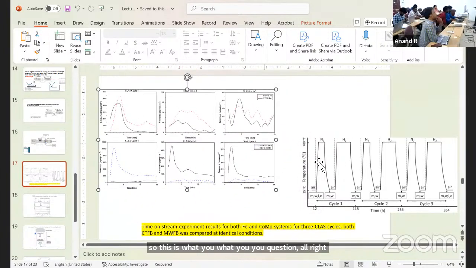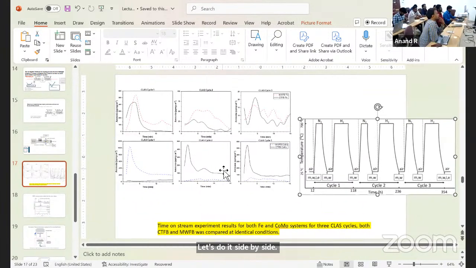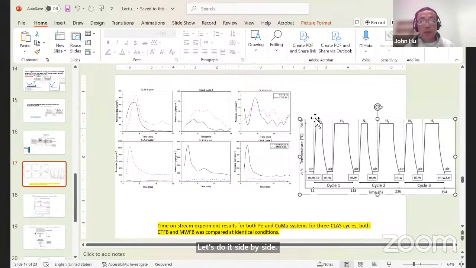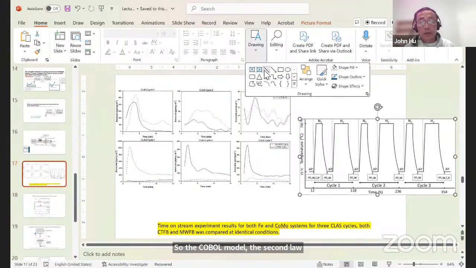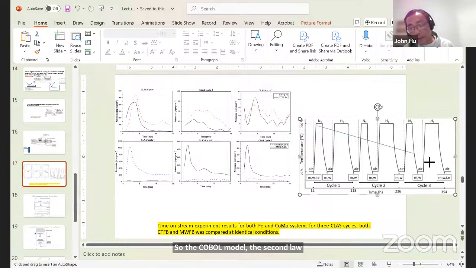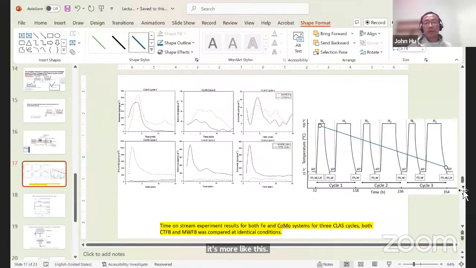Let's do side by side. So the cobalt moly, the second row, actually is more like this. It deactivates. Follow me? You run the first cycle, and in the second cycle it disappears. This is the cobalt moly.